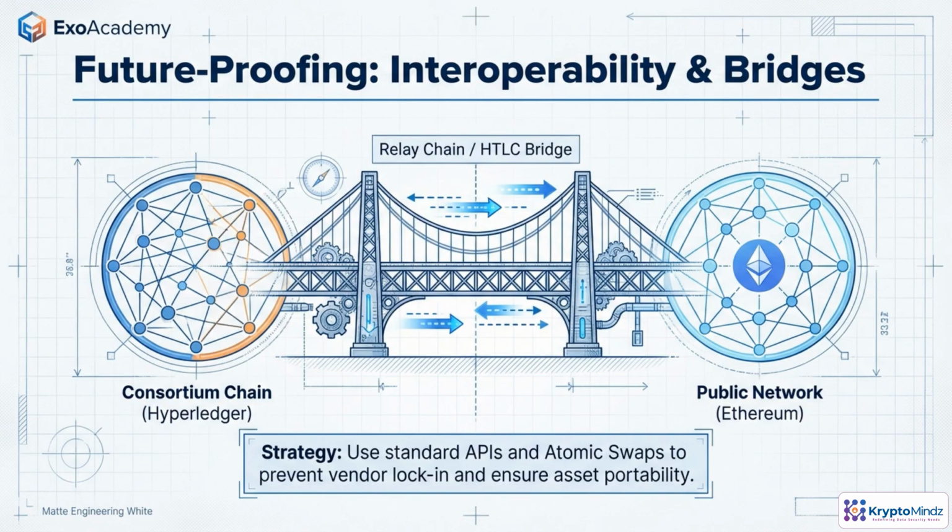To future-proof a hybrid enterprise, your blockchain can't be an island. You'll often run a consortium chain for privacy and control, but still need to connect to public networks for liquidity, broader verification, or ecosystem access.